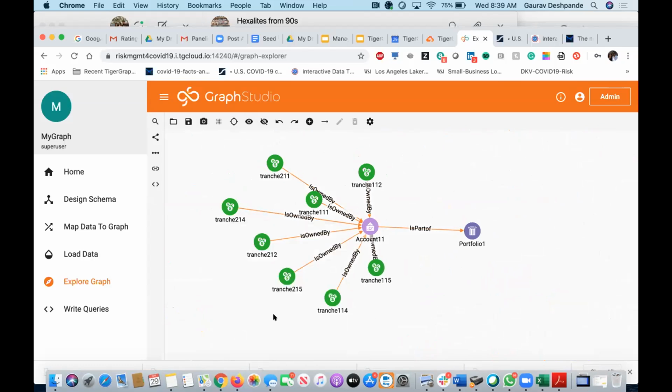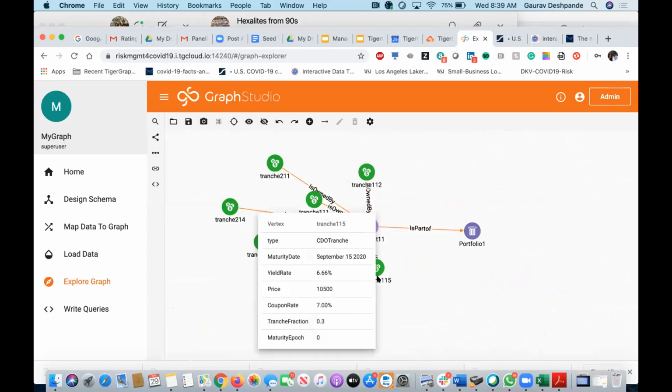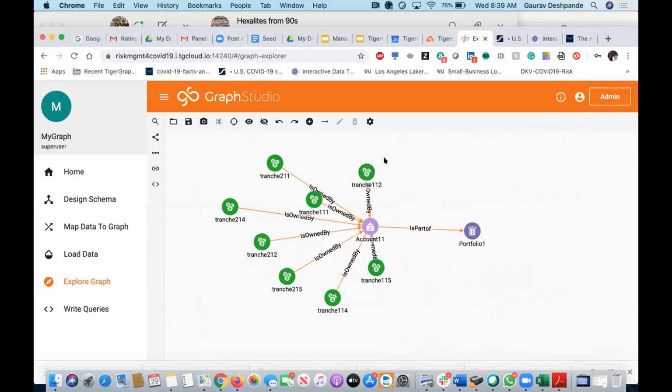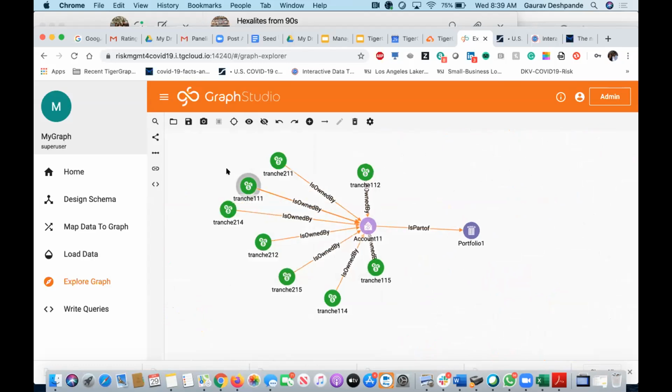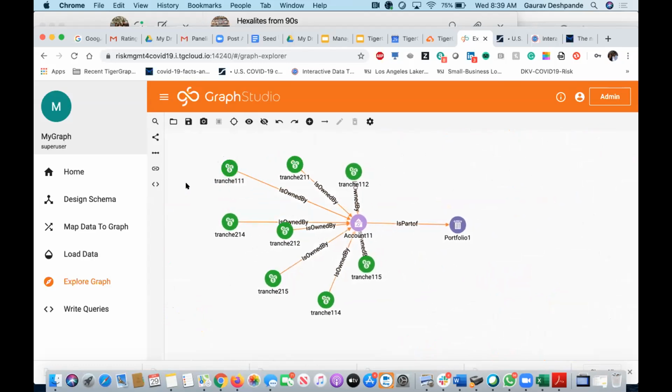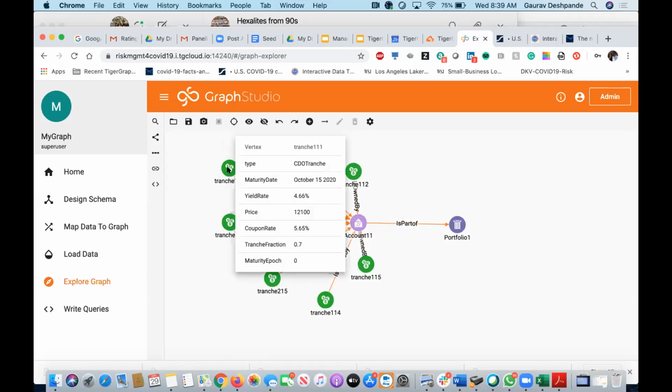There are several tranches, and as I look at these tranches, I'm curious now what the different debt ratings associated with the tranches are. So let's say I decide to expand one particular tranche. I can look at this one. This has a maturity date of October 15th, 2020. It's got a yield rate of 4.66%, coupon rate of 5.65%.